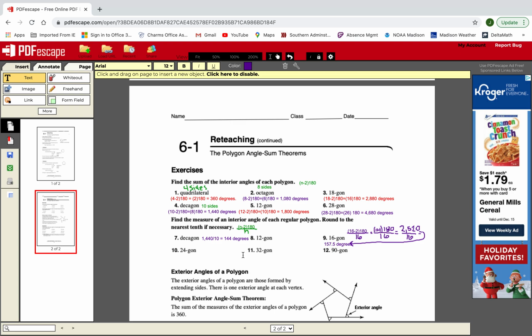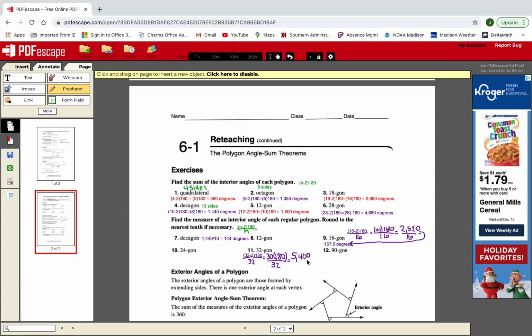Okay. So for the 32gon, I'm going to have 32 minus 2 times 180, and then I'm going to divide that by 32. So we're going to start out with a pretty big number here because we're starting out with 30 times 180. And then whatever we get for that, we will divide that by 32. And close that parentheses. Okay, so 30 times 180 gives us 5,400.